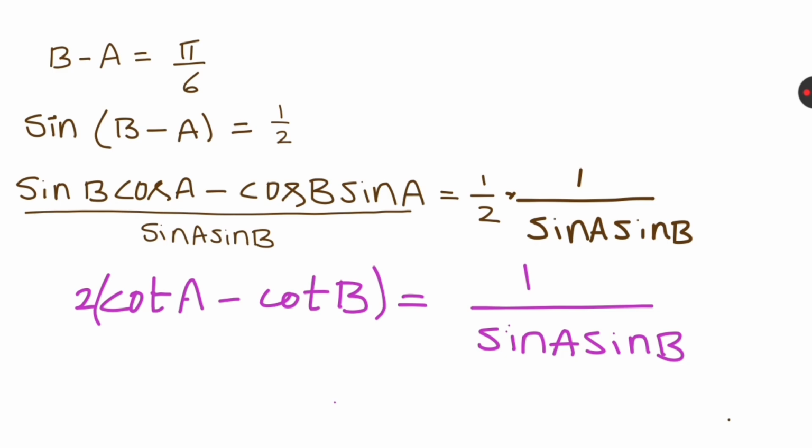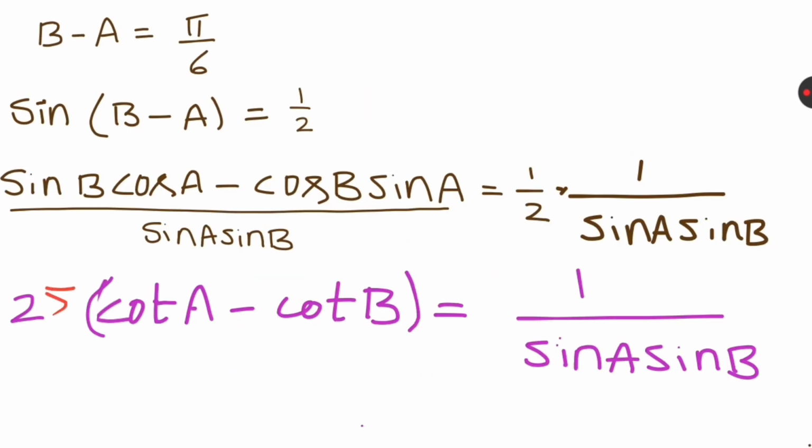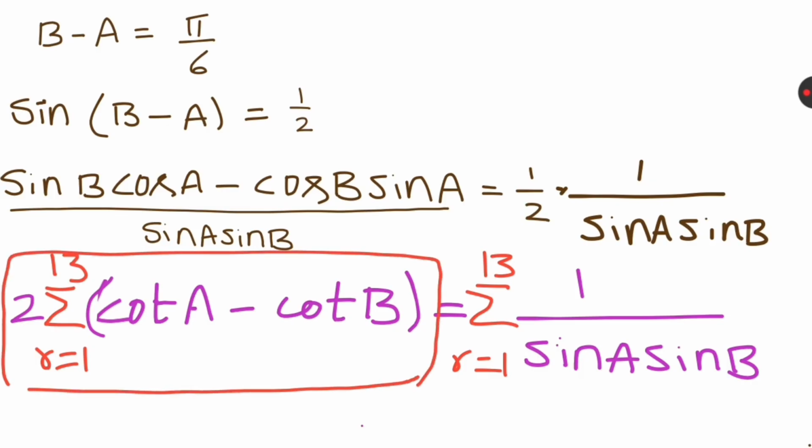In the given question we have a summation r equal to 1 to 13. So let's take that. On the right hand side also, both sides you have to take summation r equal to 1 to 13. So after simplifying the denominator, we got this. So now we have to simplify this: 2 times summation r equal to 1 to 13 of cot A minus cot B, that is going to be your 1 over sine A sine B. So simplify this only cot A minus cot B.